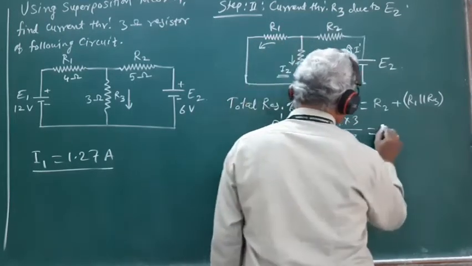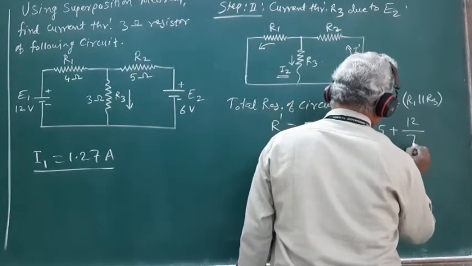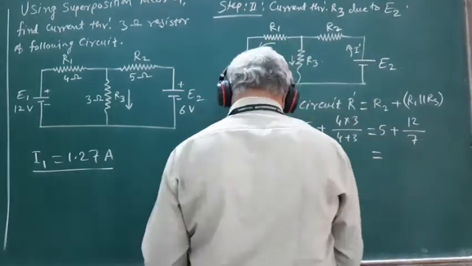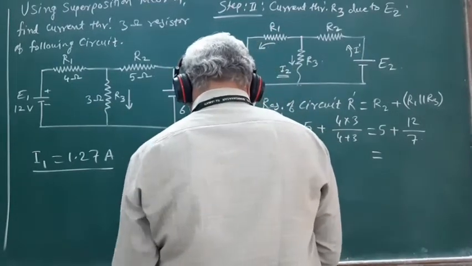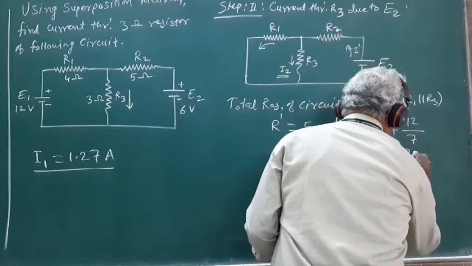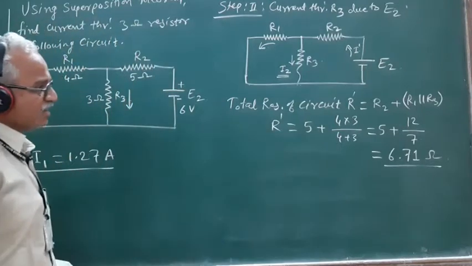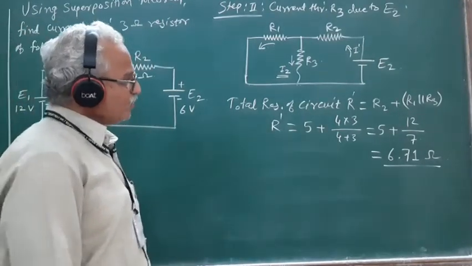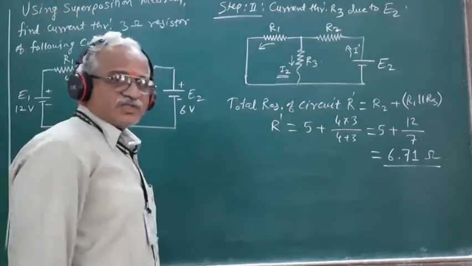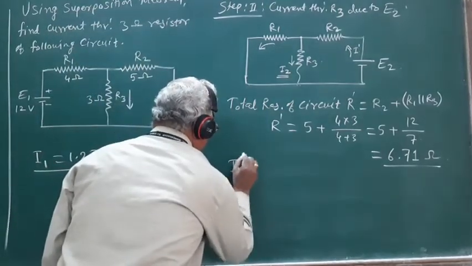So this is equal to 5 plus 12 by 7. And this works out to be equal to 6.71 ohm. The total resistance R prime of the network works out to be equal to 6.71 ohm. So knowing this total resistance of the circuit, now we can find the current I prime.